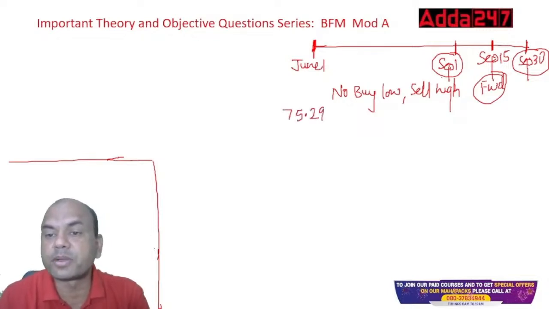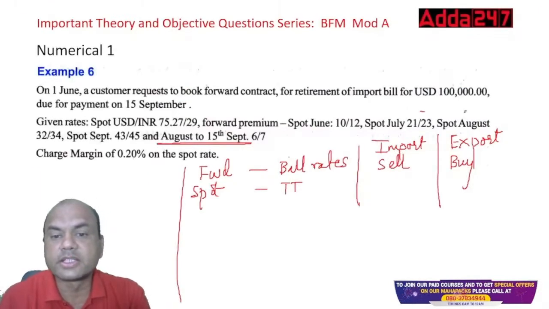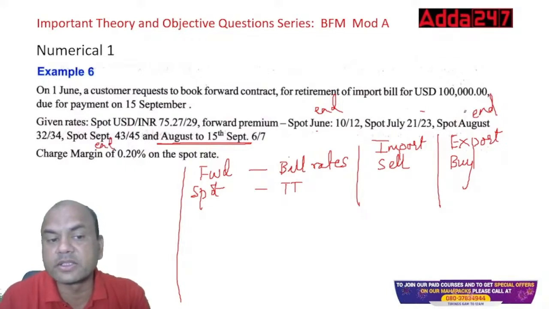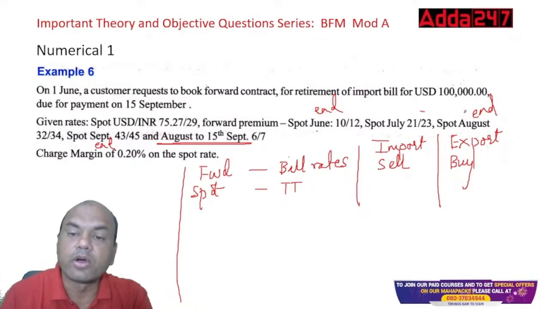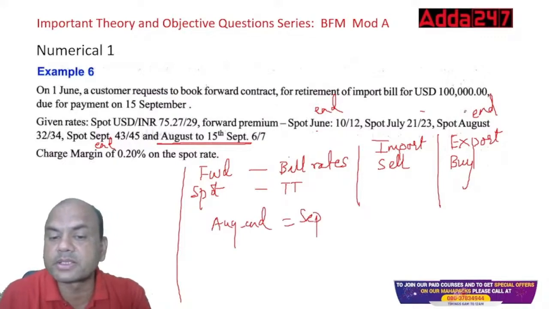Now I want September 1. What is the September 1 forward rate? See, the spot is given for June. Now, whenever I say June, it means June end. Remember this. Whenever I say July, it's end. August end. September end. So my transaction is on September 15th, so I can't use this September end rate. I'll have to use the August end rate here. August end is equal to September 1, September start.